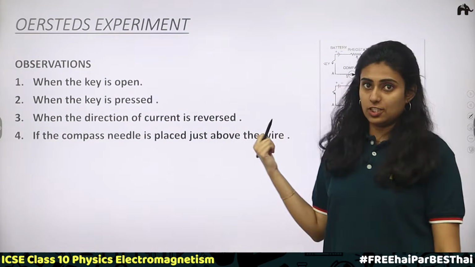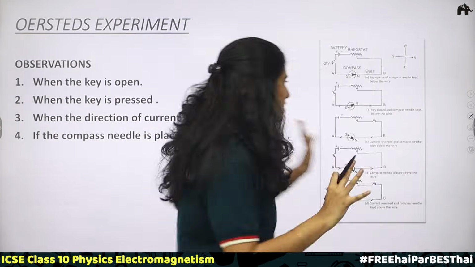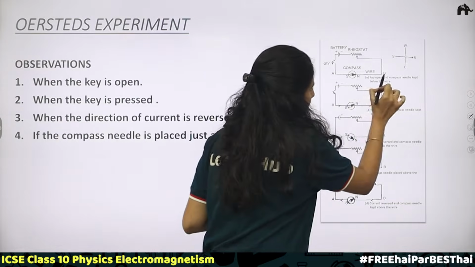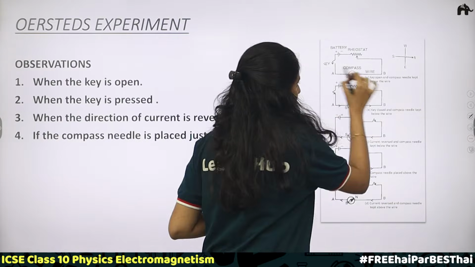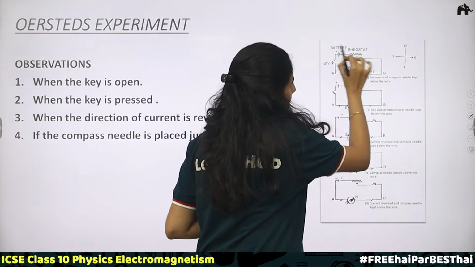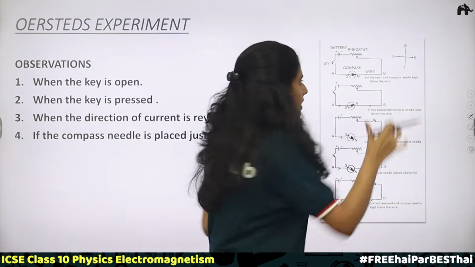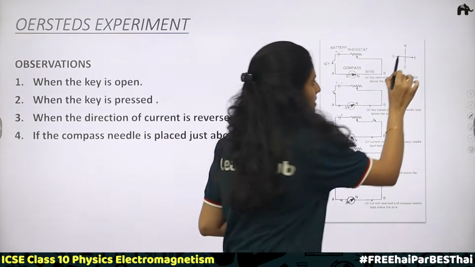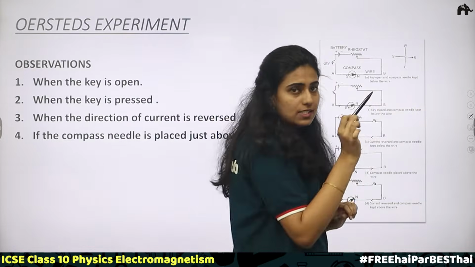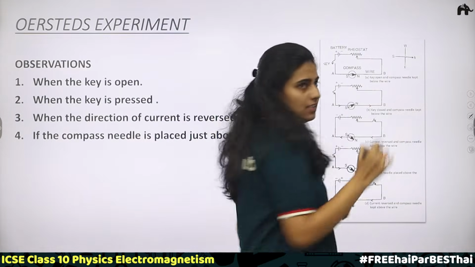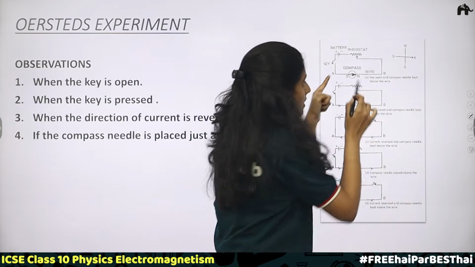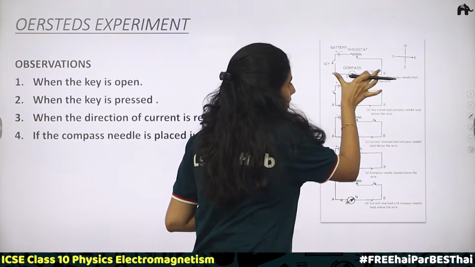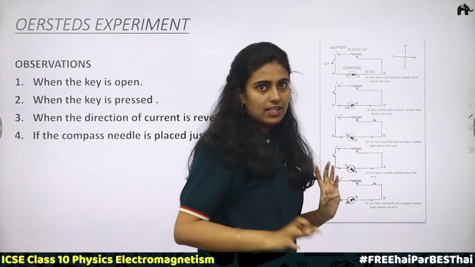What are his observations? First, you can see this is how the setup is. You have a wire AB. This wire AB is connected to a key, a battery and a rheostat. Here you can see the directions given. This is north, this points towards south. Here you have west and this is east. In the case of the wire, we are considering. Now here we have 5 images given. Let's see what they are.